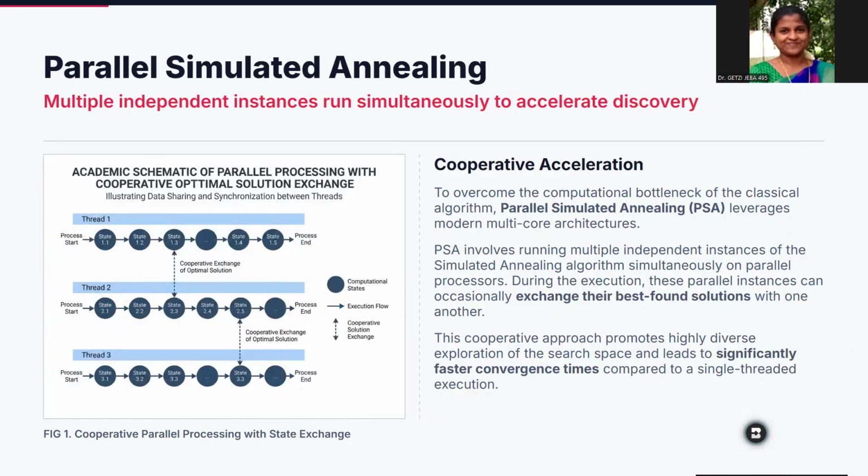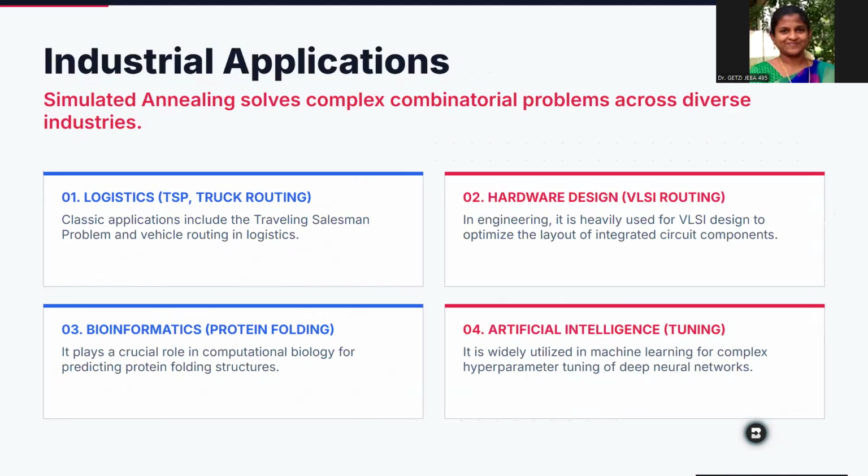The next one is parallel simulated annealing. To overcome the computational bottleneck of the classical algorithm, parallel simulated annealing leverages modern multi-core architecture. PSA involves running multiple independent instances of simulated annealing algorithms simultaneously on parallel processors. During execution, these parallel instances can occasionally exchange their best found solution with one another.